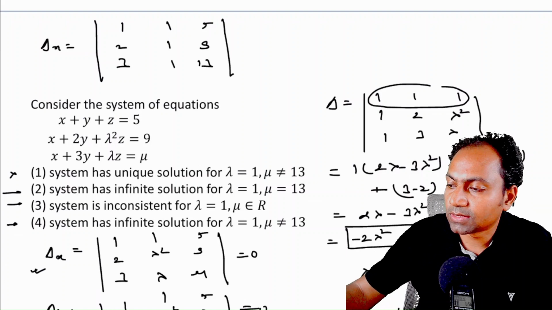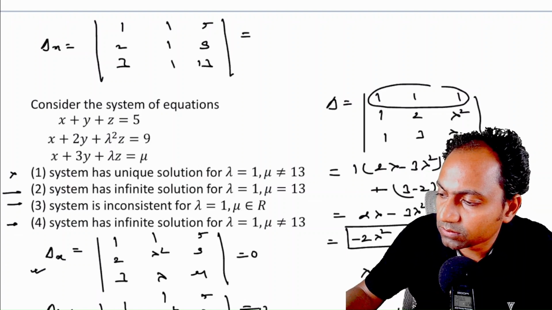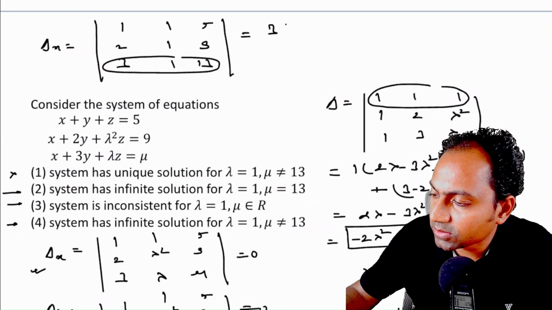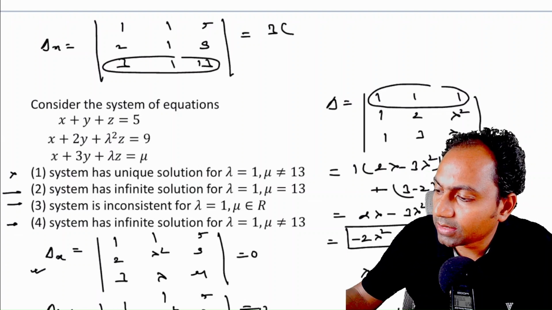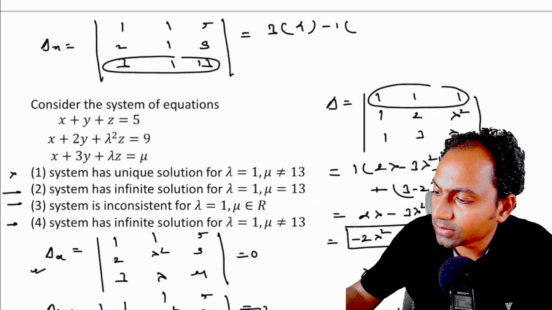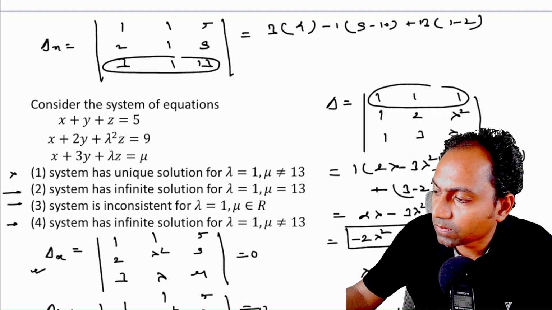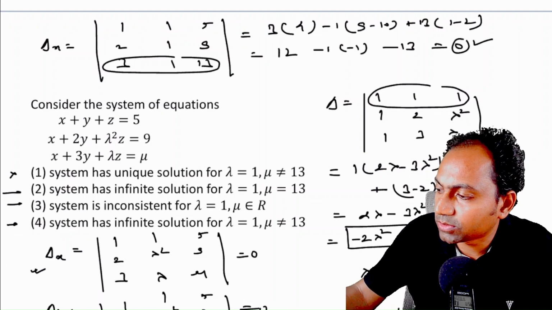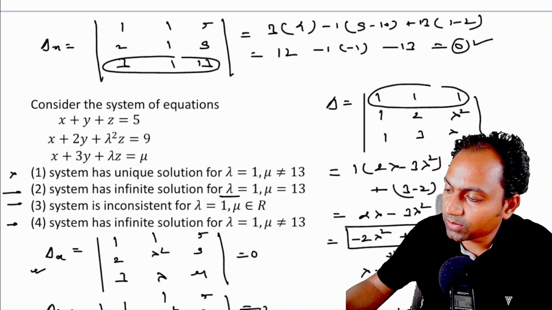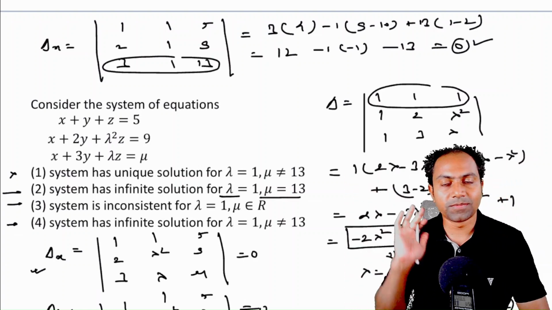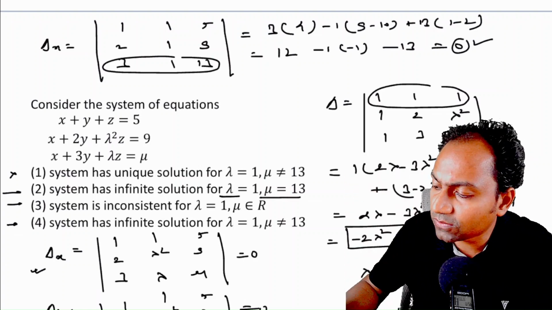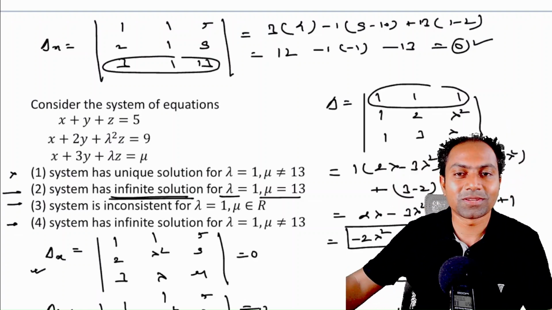So once I have done this, now let us check out the value. If I open it along, let us say, this part, this becomes 3 into 9 minus 5, 4, minus 1 into 9 minus 10, and plus 13 into 1 minus 2. And if I simplify, this becomes 12. This is minus 1 into minus 1. This is nothing but minus 13. You can see that this also comes out to be 0. So when lambda is equal to 1 and mu is equal to 13, delta x, delta y, delta z become 0, and delta also became 0. So this is the condition for infinite solution. And hence you have got your answer.